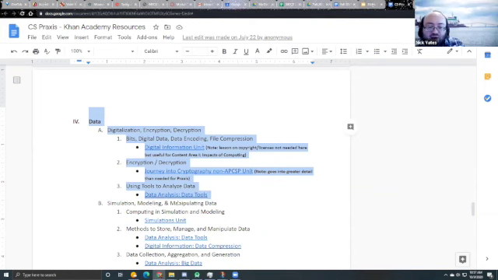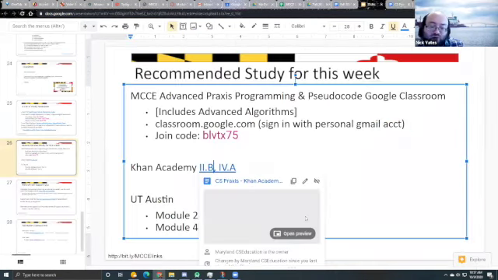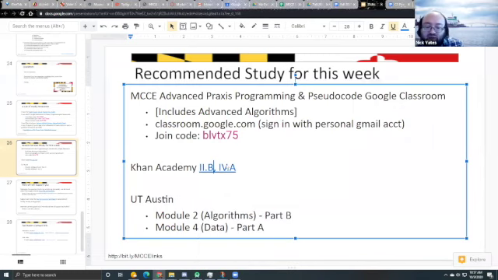And in the UT Austin course, if you're using that as a resource, module 2, algorithms part B, and module 4, data part A. Same thing as 2B and 4A here. They're both aligned with that Praxis outline as what is relevant to you.